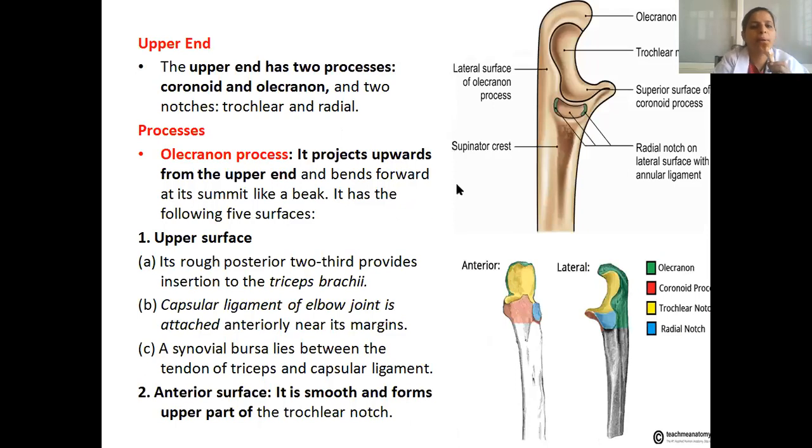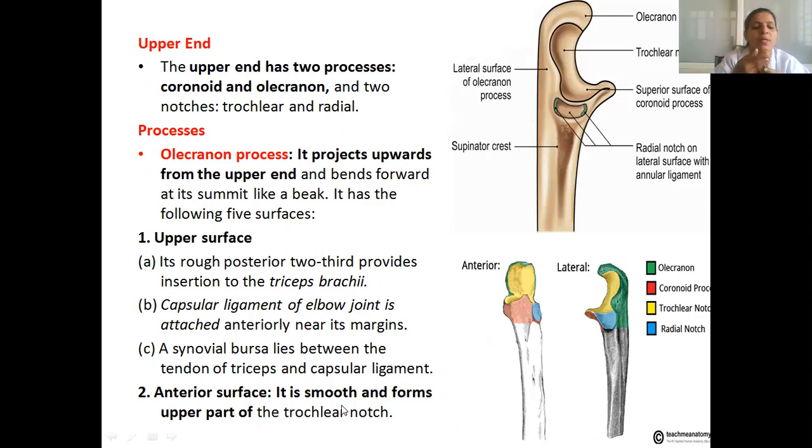Okay. An upper end has two processes, olecranon process and coronoid process. Olecranon process is projecting upwards. It has an upper surface. The upper surface is the place where it is receiving the insertion of triceps brachii, and it is also receiving the attachment of the capsule of the elbow joint. And of course, there is a bursa between the tendon of triceps and the capsule of the elbow joint.